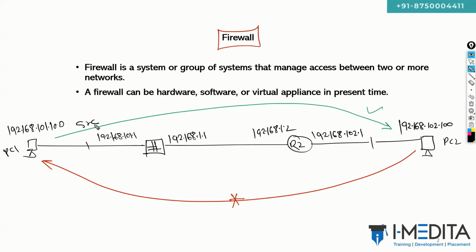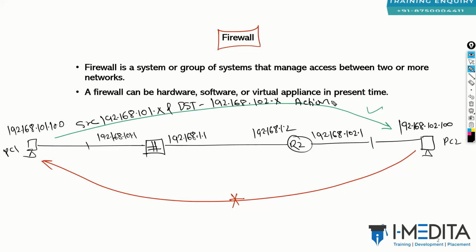If your source network is 192.168.101.x and destination network is 192.168.102.x, then action will be allow. Got it? Now, using this rule, my PC1 can access PC2, but PC2 can't access PC1. Because it's a one direction policy. This is a stateful firewall, which we will discuss later.